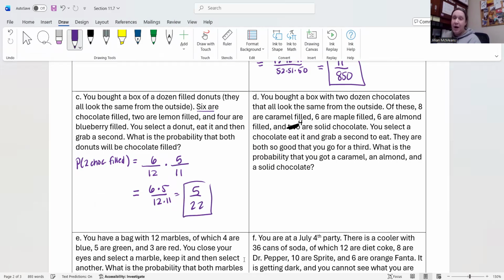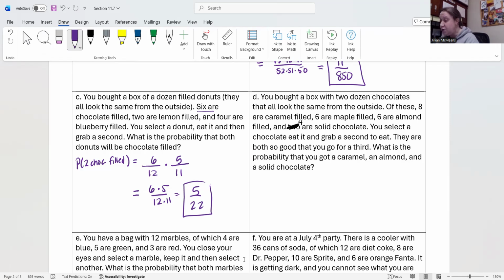Okay. Now, if you have the printed set of notes, like if you're in my face-to-face class, there is a typo in part D. Okay. I apparently can't add. So it says you bought a box with 2 dozen chocolates. Okay. They all look the same from the outside. So imagine those like fancy Russell Stover chocolates, but in this case, they all look the same. Okay. Of these, 8 are caramel filled, 6 are maple filled, 6 are almond filled, and 4 are chocolate filled. So they have some kind of chocolate truffle center. Okay. That should say 4, not 2 for the chocolate filled.